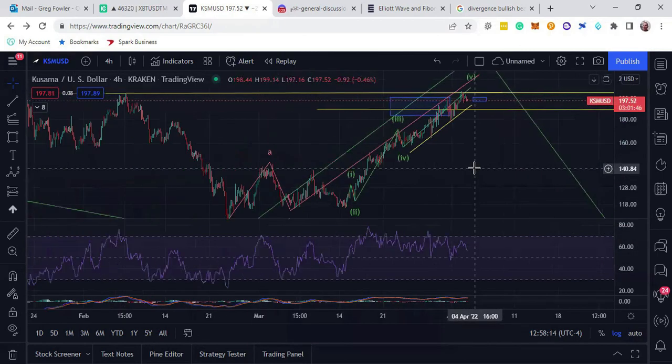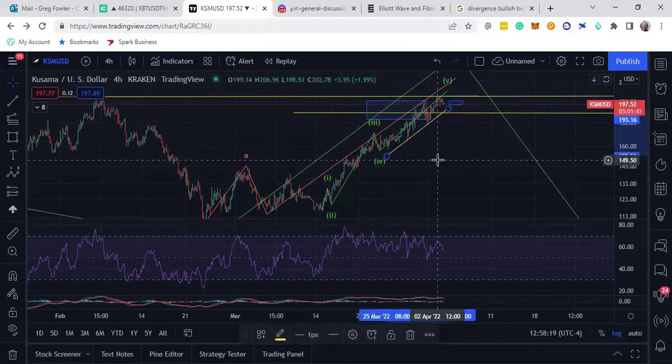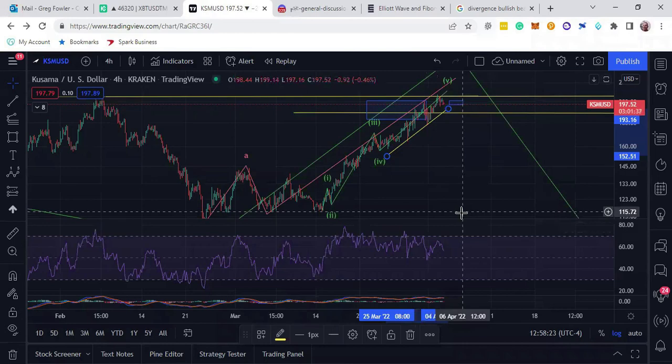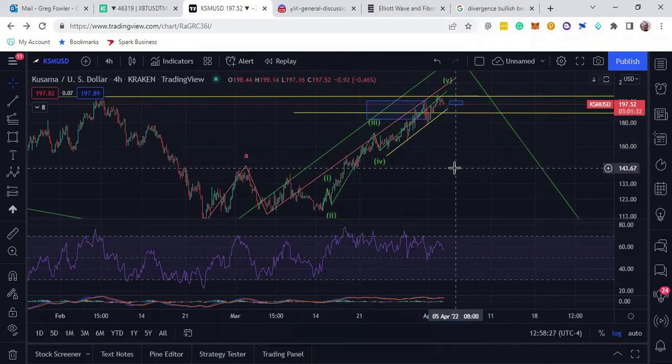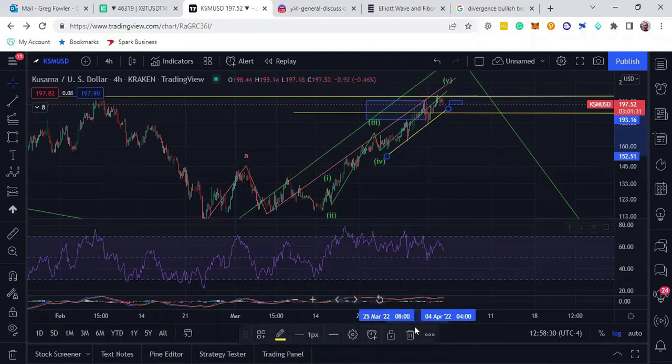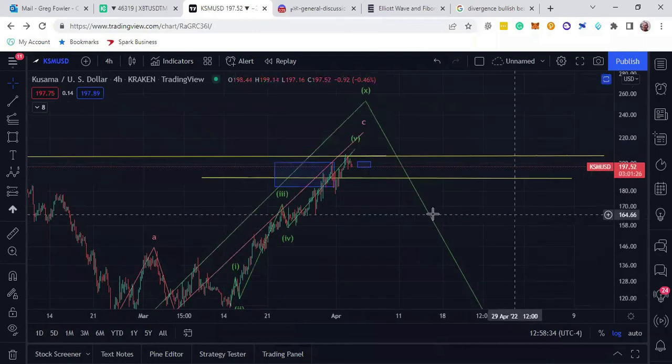So the likelihood of Kusama ripping up to 266 is probably not likely, but an asset like this can pull back and just rip out of there and just take out these divergences. So you just have to be careful and use other methods of confluence to make sure everything's okay. But it's going to be the same thing with Kusama.